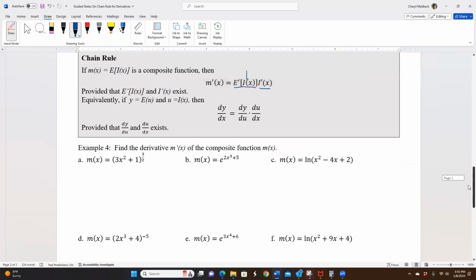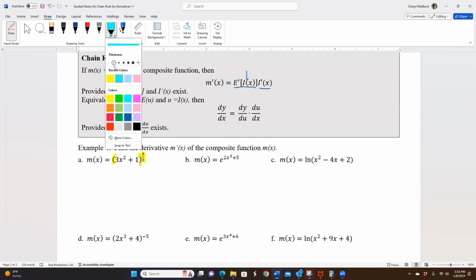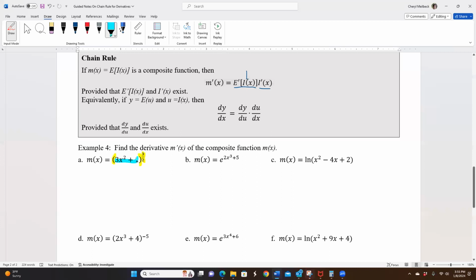Let's try this in example 4. So once again, we're looking at inside-outside functions. Here we want to find the derivative in 4a of m of x equals 3x squared plus 1 to the 3/2 power. Let's identify our outside function as whatever's being taken to the 3/2 power, and our inside function would be this part in blue.